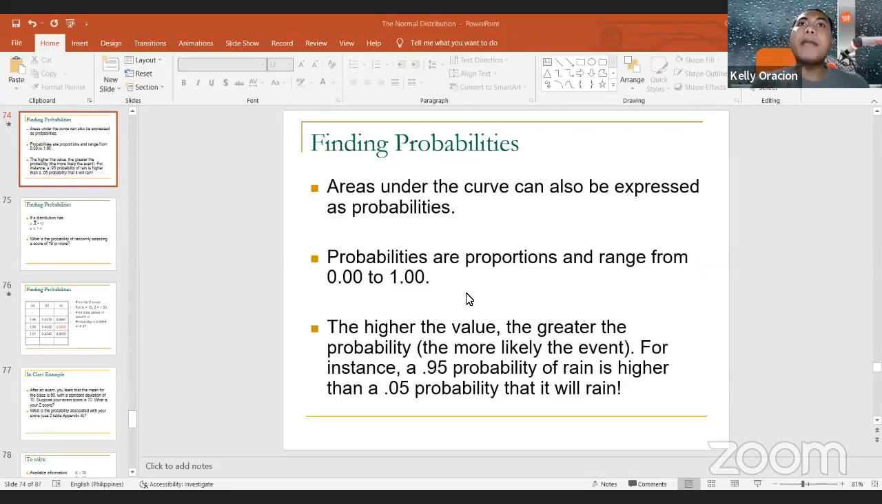Take note, probabilities are proportions and range from 0 to 1. I discussed that one already. The range of the probability is from 0 to 1. There's no such thing as negative probability. The higher the value, the greater the probability. For instance, 0.95, the probability of rain, is higher than 0.05. The closer to 1, the higher the chance; the closer to 0, the smaller the probability. 1 is the perfect probability, 0 is no probability at all.